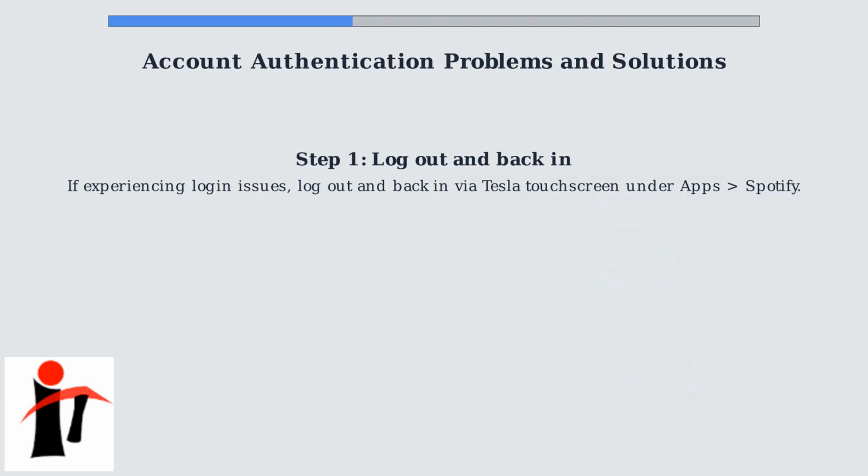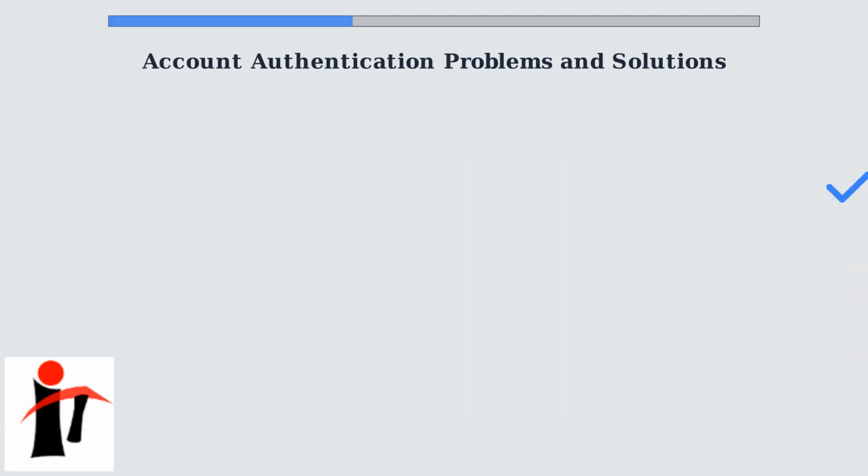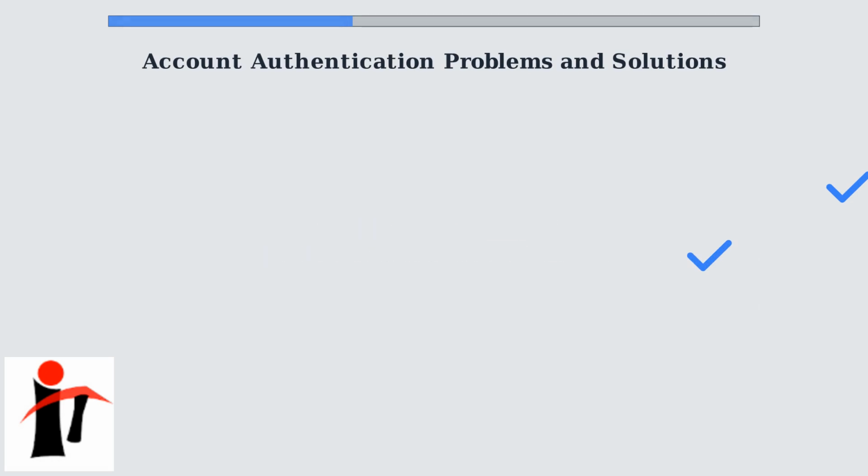If you're experiencing login issues, start by logging out and back in via the Tesla touchscreen. Navigate to Apps, select Spotify, and perform the logout and login process. Double-check your premium status on the Spotify website or app. Make sure your subscription is active and hasn't expired.